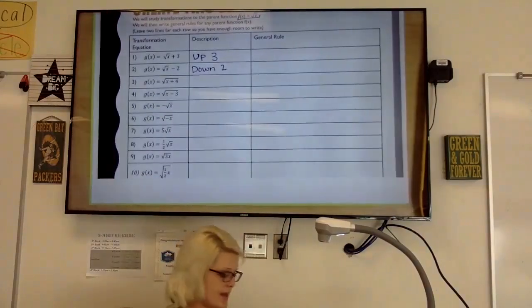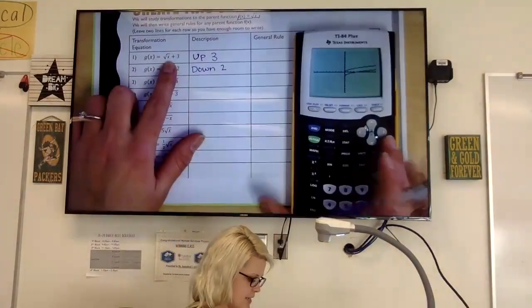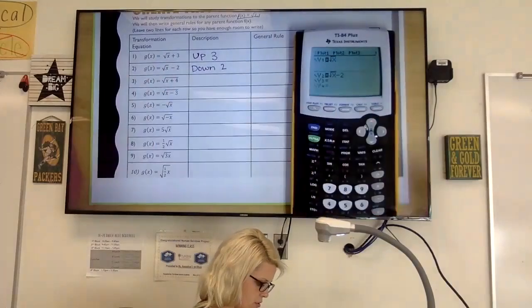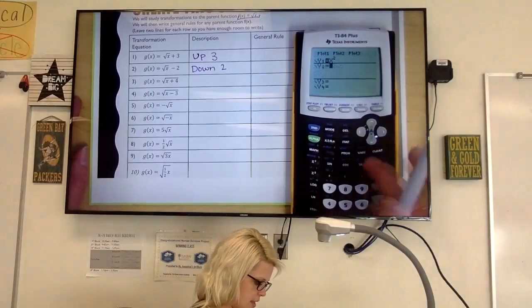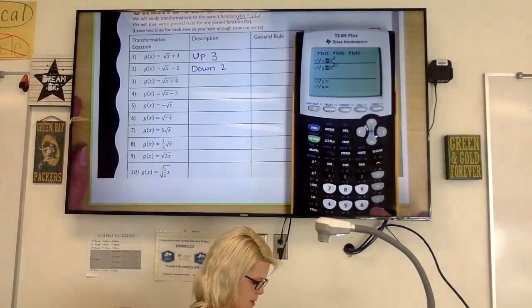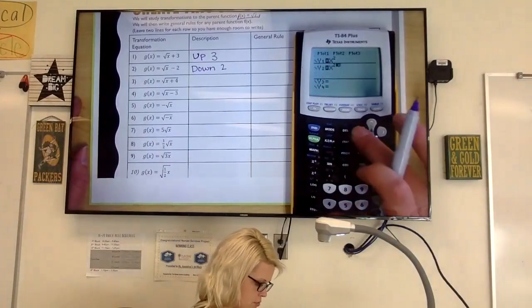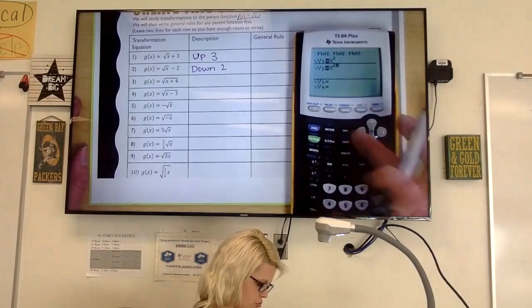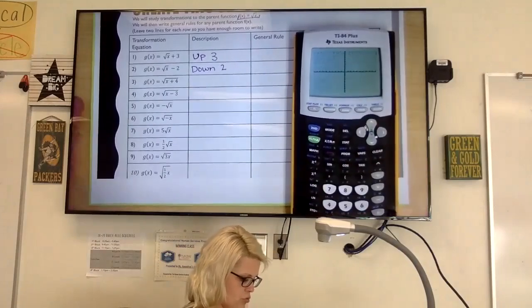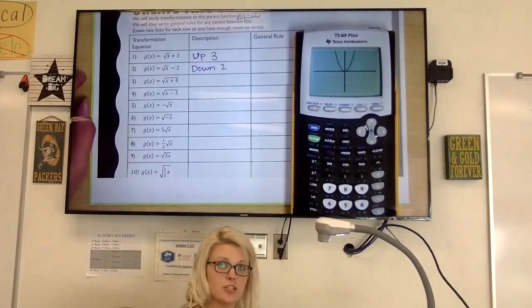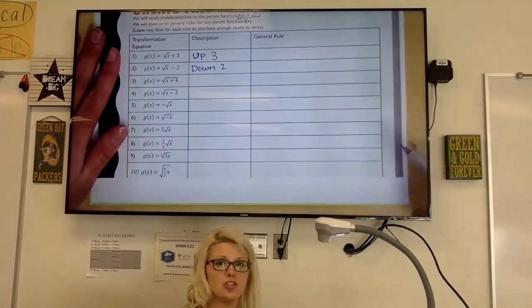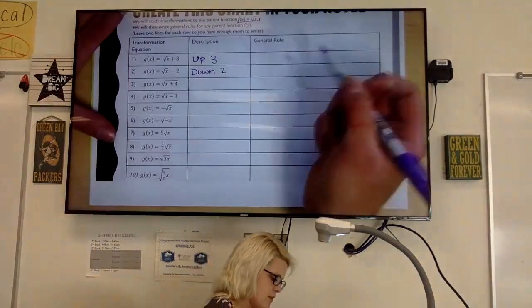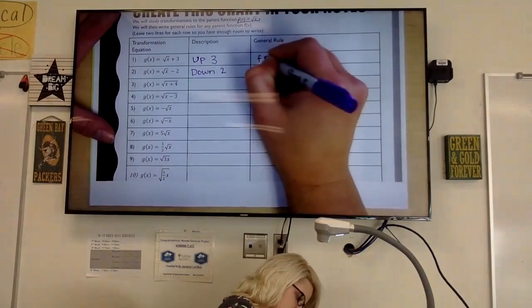That will also apply to other functions, like if I did x squared as my parent function, and then I did x squared +3. Oops. There's my original. Here's the transformed function. It's moved up 3.